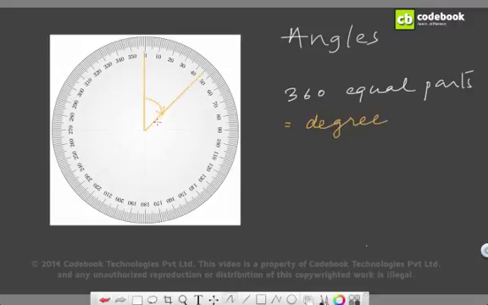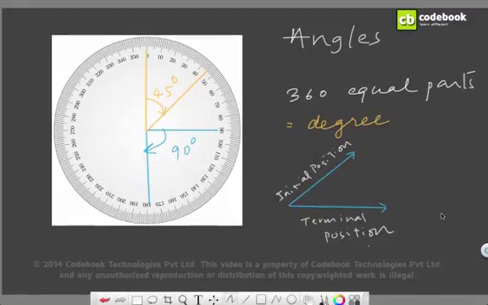If you observe on the left, between these two line segments in yellow, there are 45 equal parts, and we represent this as 45 degrees. And we say the angle between these two line segments is 45 degrees. Similarly, you can consider the line segments in blue, and if you observe, there are 90 equal parts between these two line segments, and we call the angle between these two line segments 90 degrees.